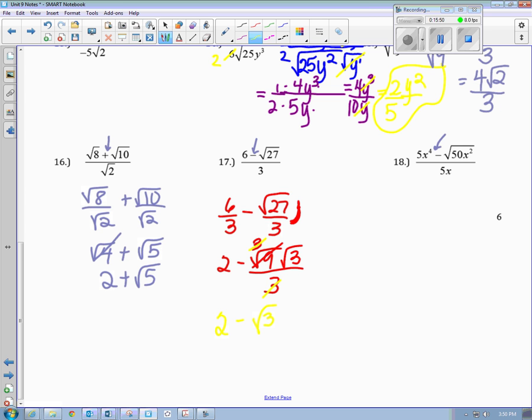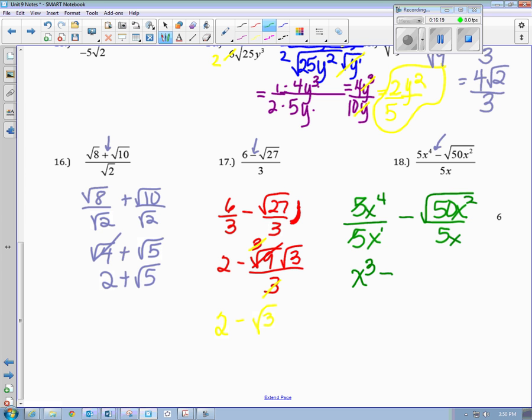For number 18, same kind of idea. I've got to make sure that that 5x on the bottom applies to everything in the numerator. I'm going to go through this, and I'm going to start by separating it initially. Both of the two terms in the numerator have to be divided by that denominator of 5x. When I'm on the first term, working on that, 5 divided by 5 is 1, x to the 4th divided by x to the 1st is x to the 3rd, minus.